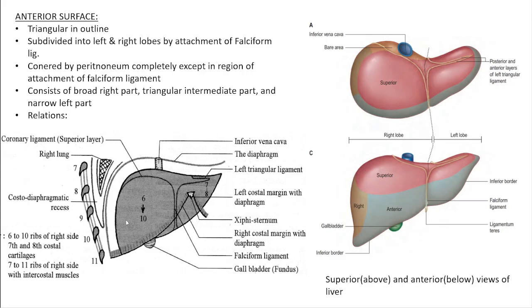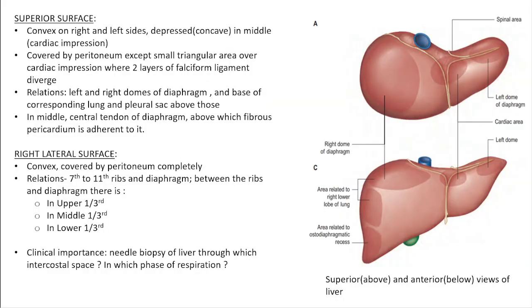the needle inwards through the 9th or the 10th intercostal space. Usually it is through the 10th intercostal space, to avoid any chance of entering the pleural cavity or injuring the lung. So liver biopsy is taken through the 9th or the 10th intercostal space in the right mid-axillary line, with withholding the breath in the full expiratory phase. Right. So that is the clinical significance of the right lateral surface.